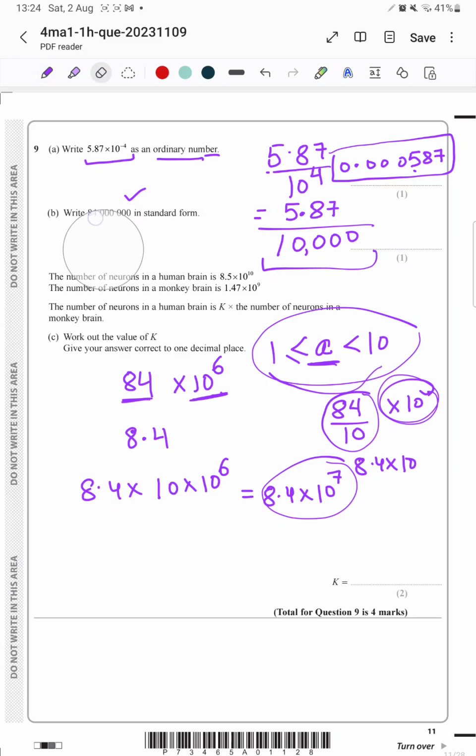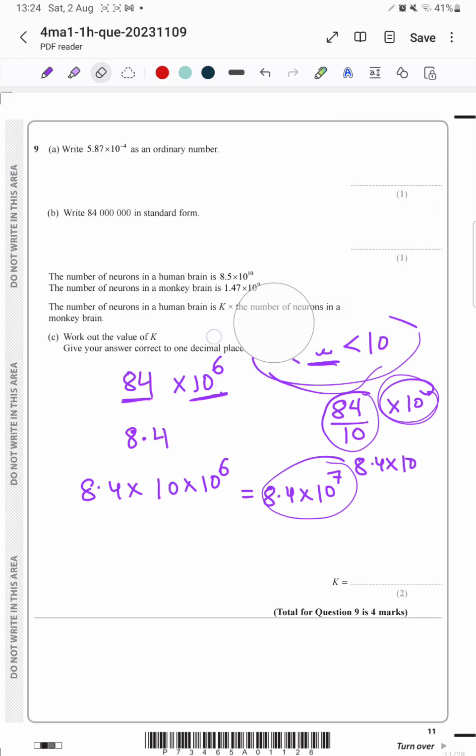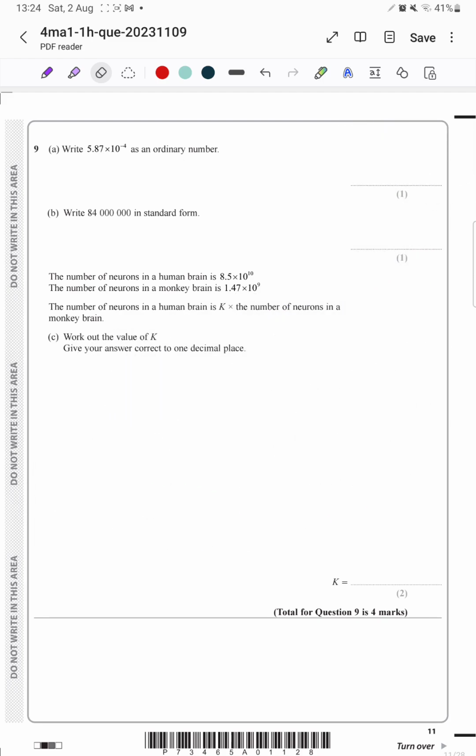Okay, now the next thing comes here. The number of neurons in the human brain is 8.5 times 10 to the power of 10, and the number of neurons in a monkey brain is 1.47 times 10 to the power of 9. Now there is a relation given: the number of neurons in the human brain, which is 8.5 times 10 to the power of 10, is equivalent to k times the number of neurons in the monkey brain, that is 1.47 times 10 to the power of 9. They said find the value of k.